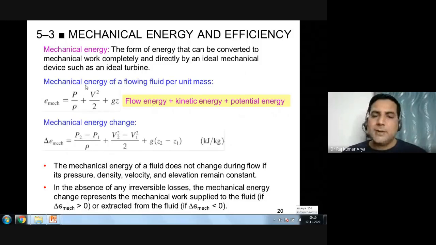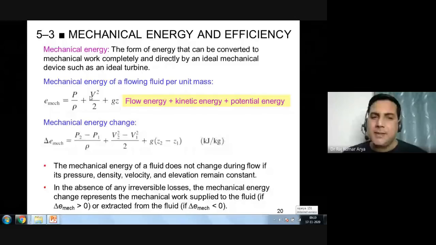So here, the Bernoulli equation is the basis of that. To compensate for non-ideality, we put a kinetic energy correction factor and some losses. Generally this is the ideal form: P upon rho g, plus V square upon 2g, plus z.